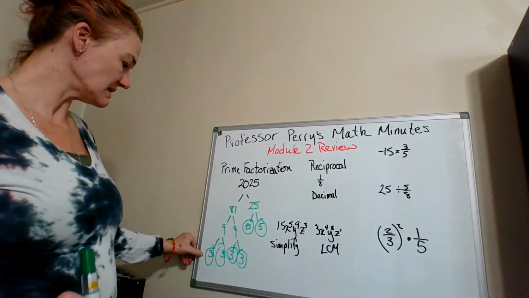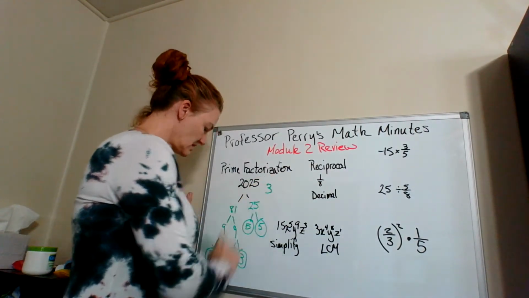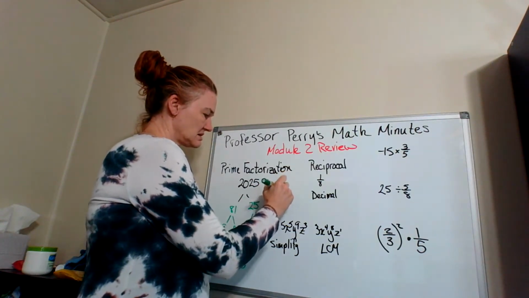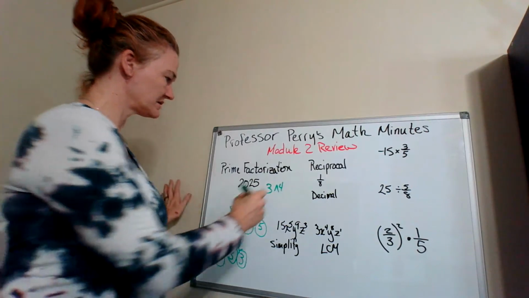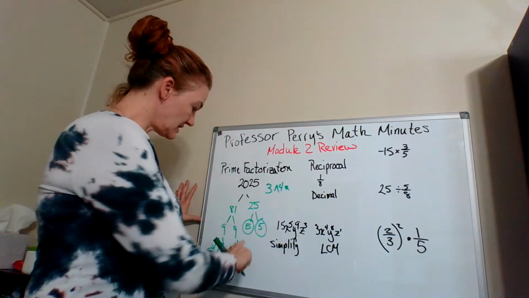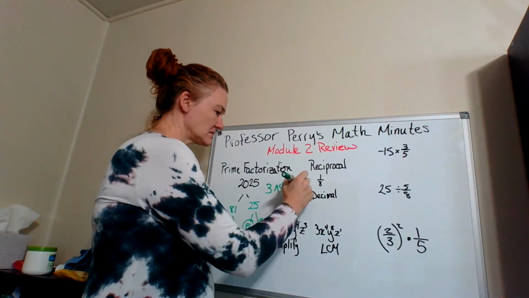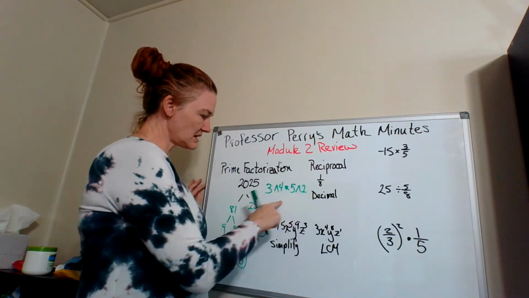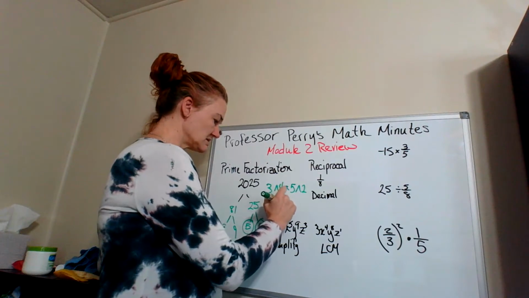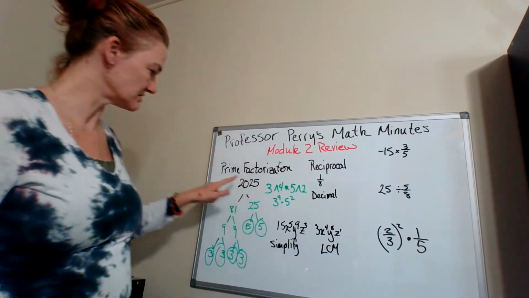So this is how you write this. You put your 3. There are 4 of them. So you put your little hat and a 4. Then you have your little asterisk that you put in. Then you have a 5. There are 2 of them. So when you enter that into the computer, it displays like this. And that is your answer to this.